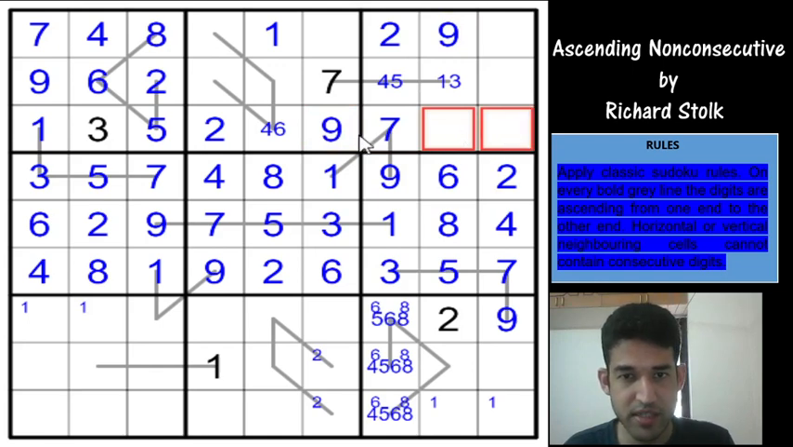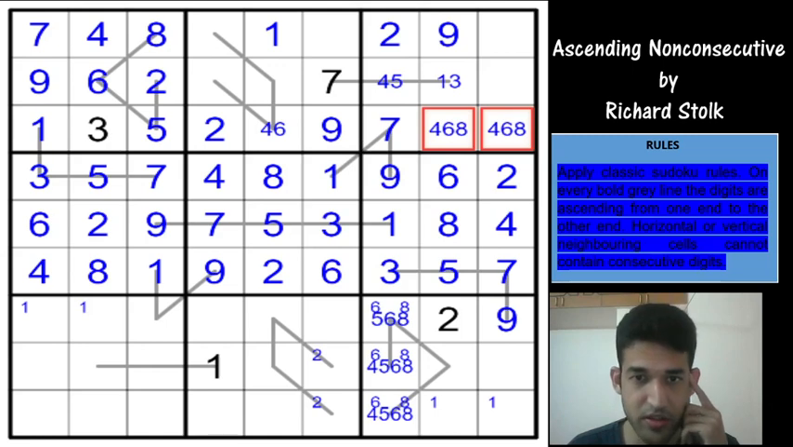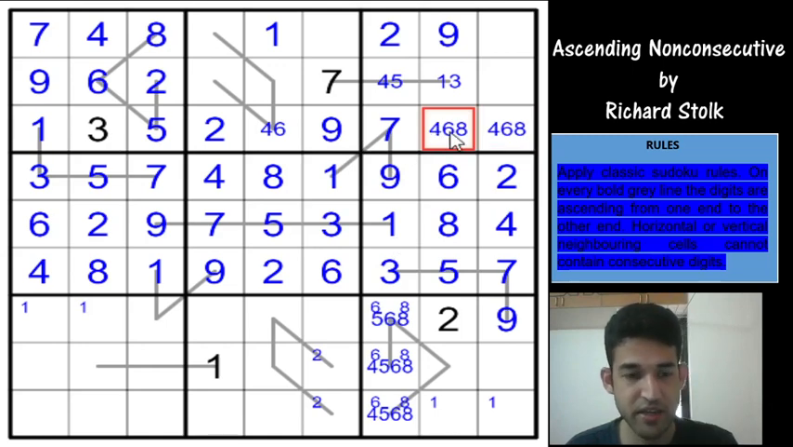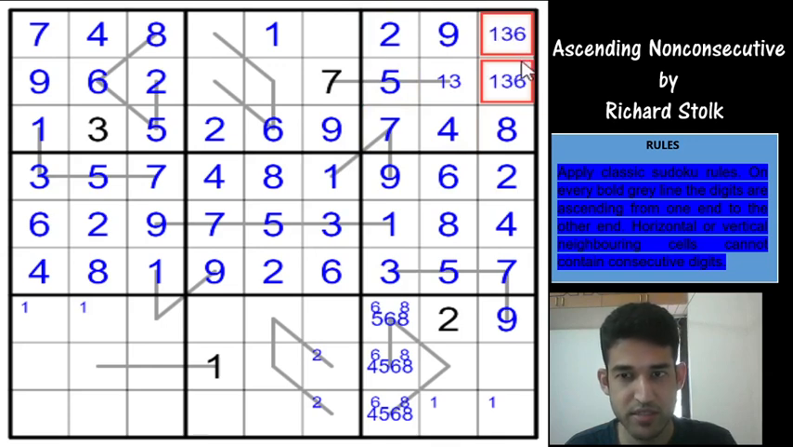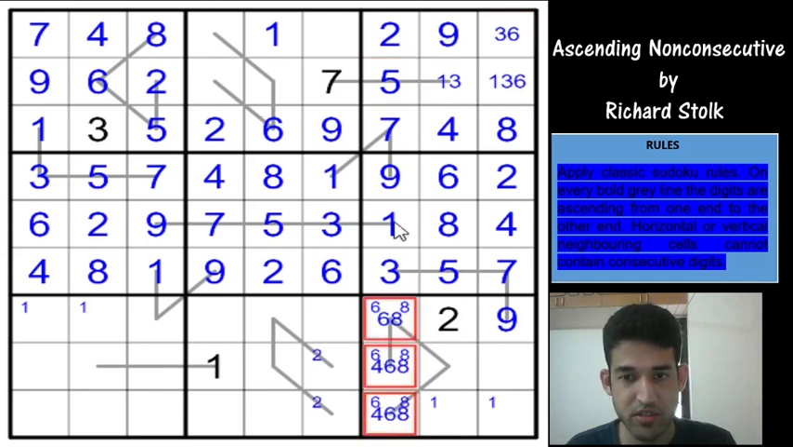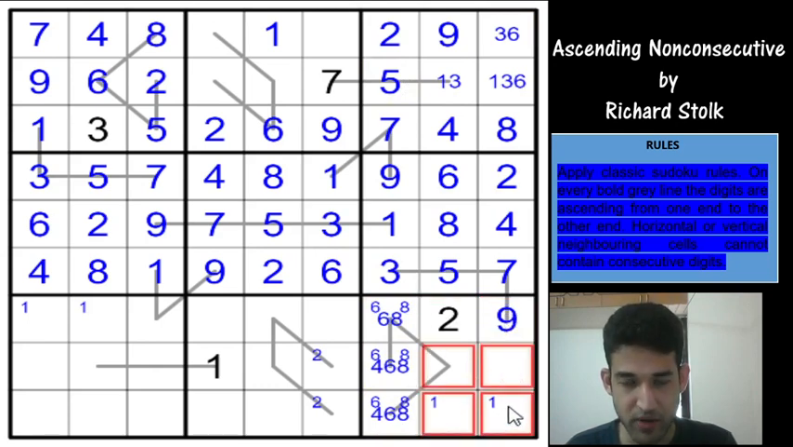And remaining digits are 4, 6, 8, right? For the row. And I can't have 6, 8 here, so that's a 4. That's 6. That's 8. This 4 gives a 5 here. 2, 5, 9, 4, 7, 8. So that would be 1, 3 and 6. 1 is removed from here. And 5 here removes the 5 from here. So this is 4, 6, 8. And 2 and 9. So remaining digits are 1, 3, 5, 7.